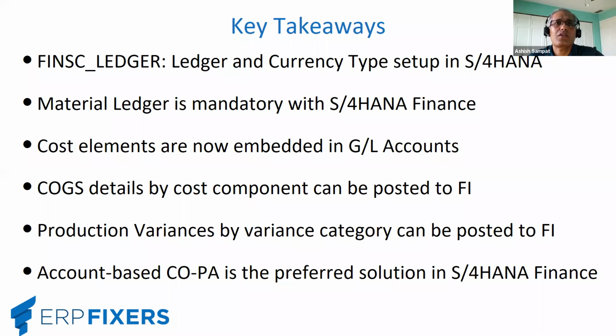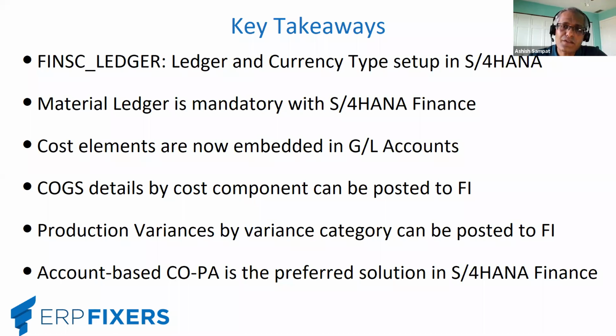We also looked at cost elements embedded in GL accounts, a lot of advantages as well as implications on the controlling side from master data as well as the data flow point of view. COGS and production variance details in FI, again, optional features, but very powerful. Highly encouraged to use them, and we looked at the account-based COPA as the preferred solution.